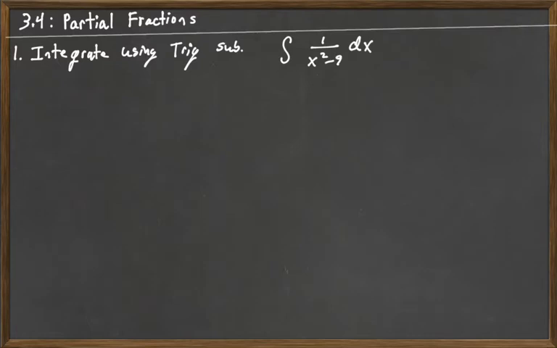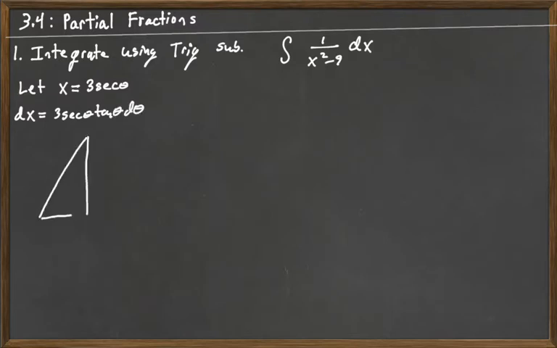All right, so this is the form of an x squared minus a squared. And so we're going to let x equal 3 secant of theta as our substitution. dx is equal to 3 secant theta tangent theta d theta. And then we'll draw a reference triangle just to help ourselves out. So the secant is going to be x over 3, which is the hypotenuse over the adjacent side.